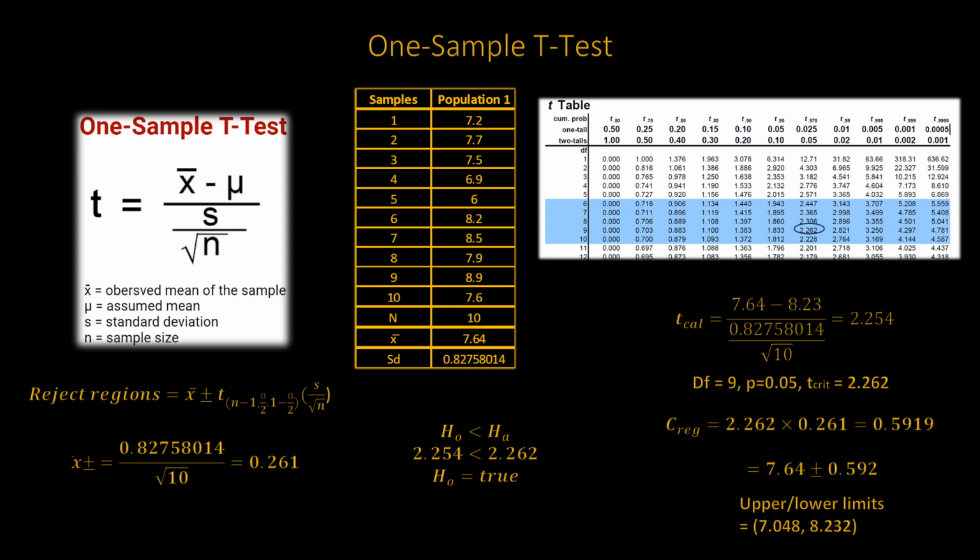Since the calculated t-value is lower than the critical level, we can say with 95% accuracy that the sample set represents a population. We can also say with 95% accuracy that the mean of the population is captured within the upper and lower confidence limits.